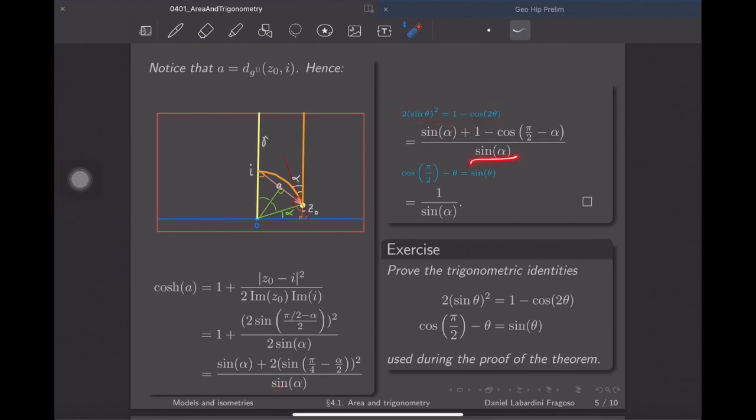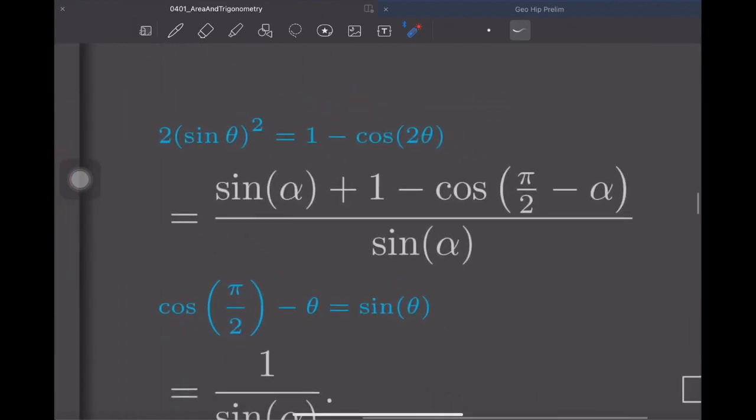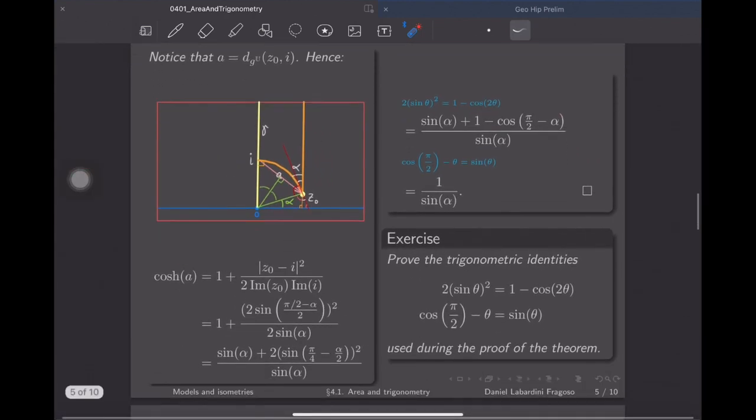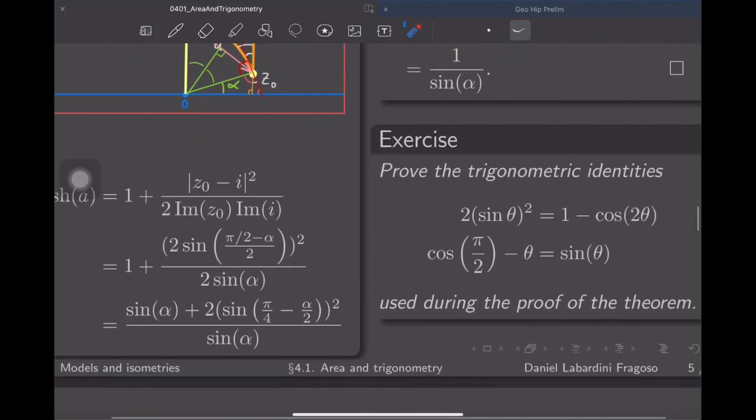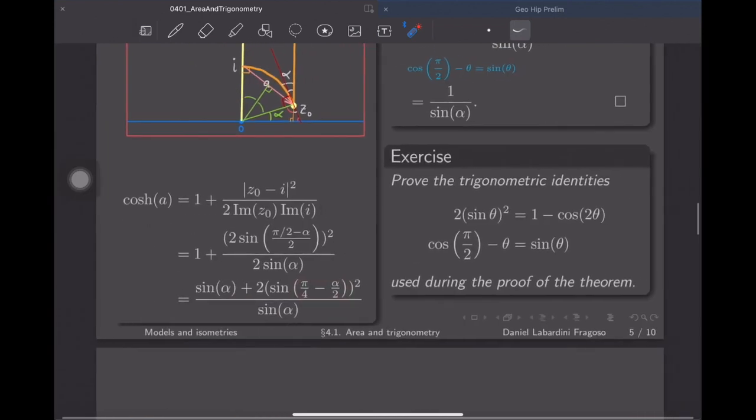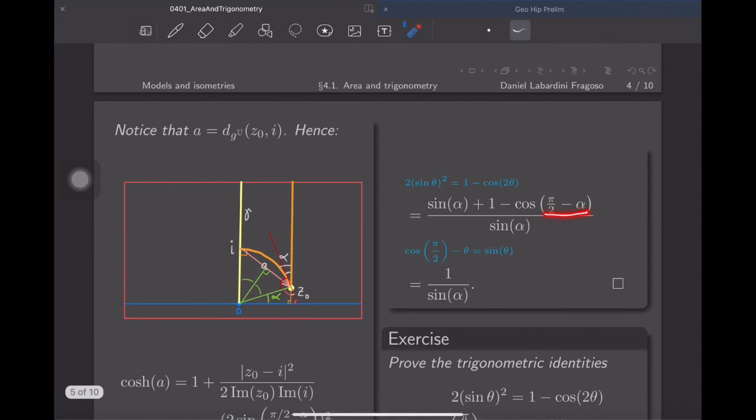Okay, this sign remains, and now I have 2 times the square of a sine, and I can replace it with this other, right? So I replace it. But you see, I have to multiply this by 2. So I do it multiplying this by 2. So that's why it's pi half minus alpha.